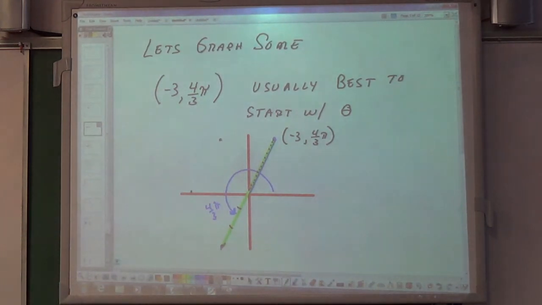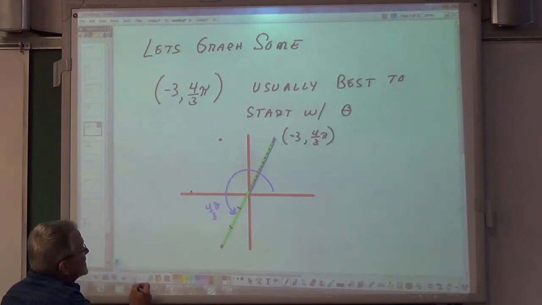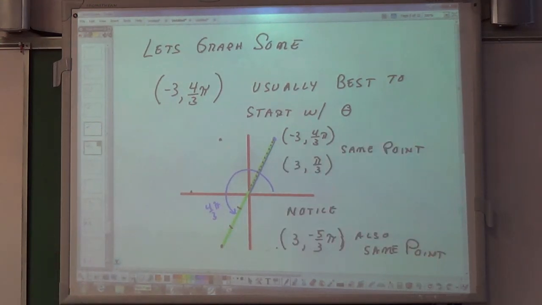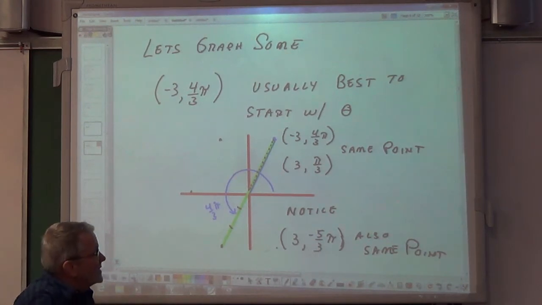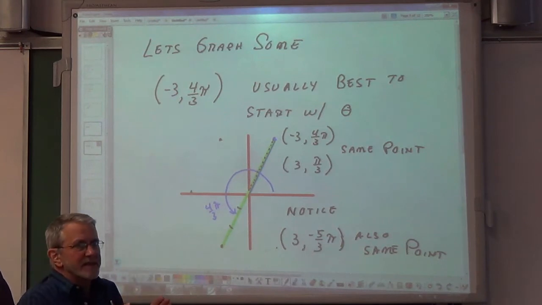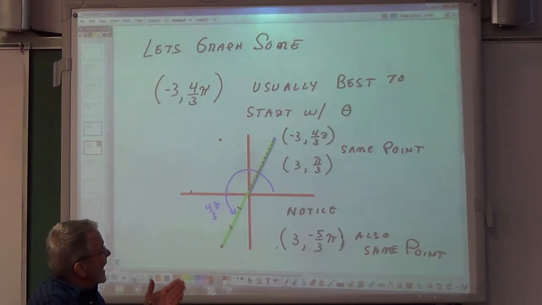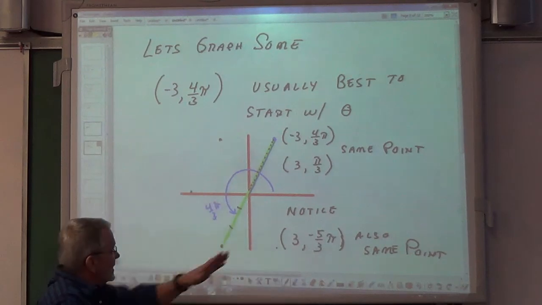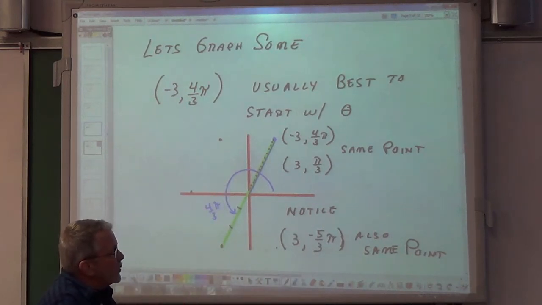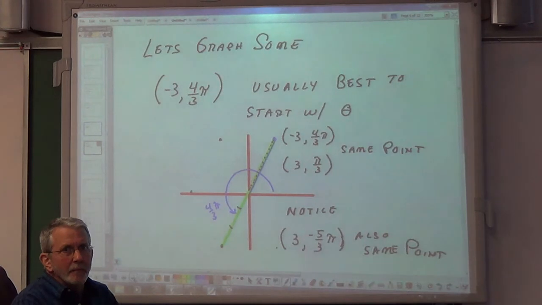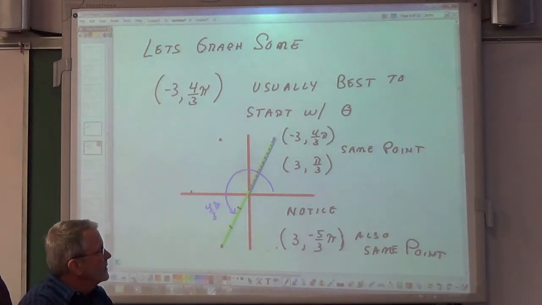And that should be interesting, because what point is that? Well, that is also (3, pi over 3). Same daggone point. Unlike the xy coordinate system, where a point can only be described by one x and one y, any point in xy land can be described with infinitely many polar coordinate forms.